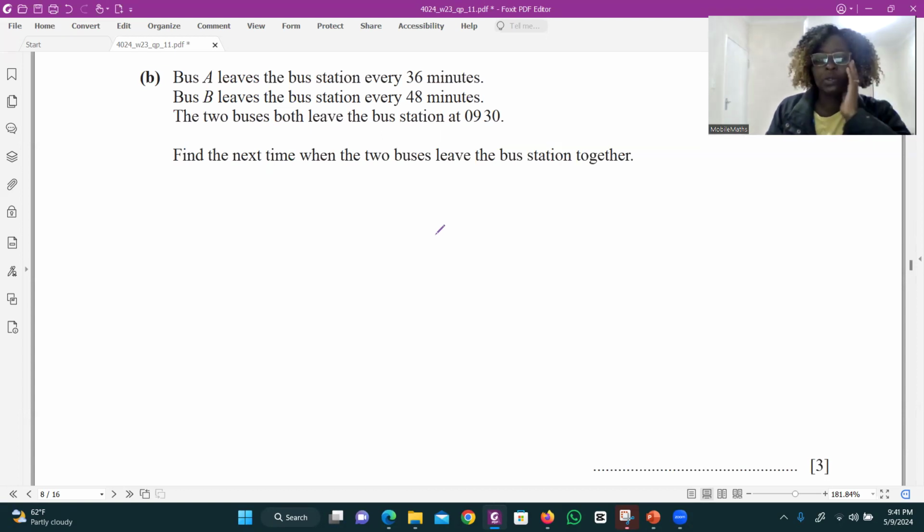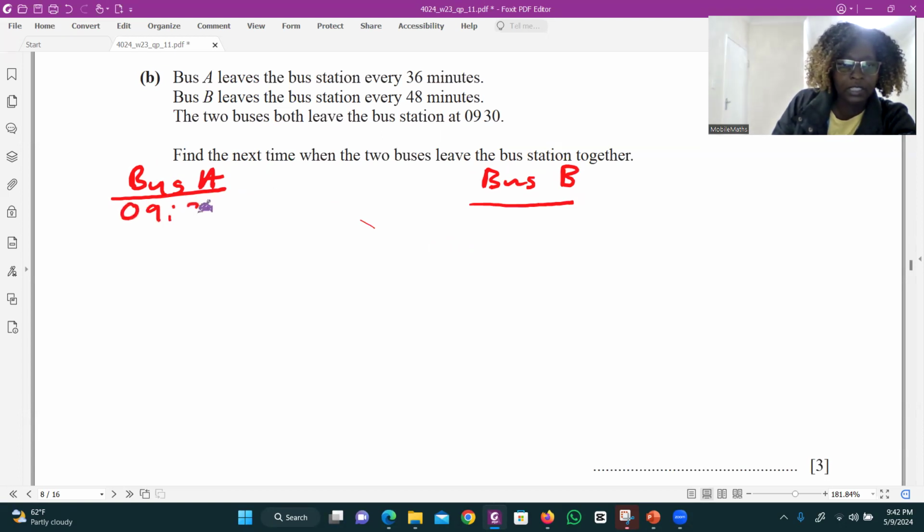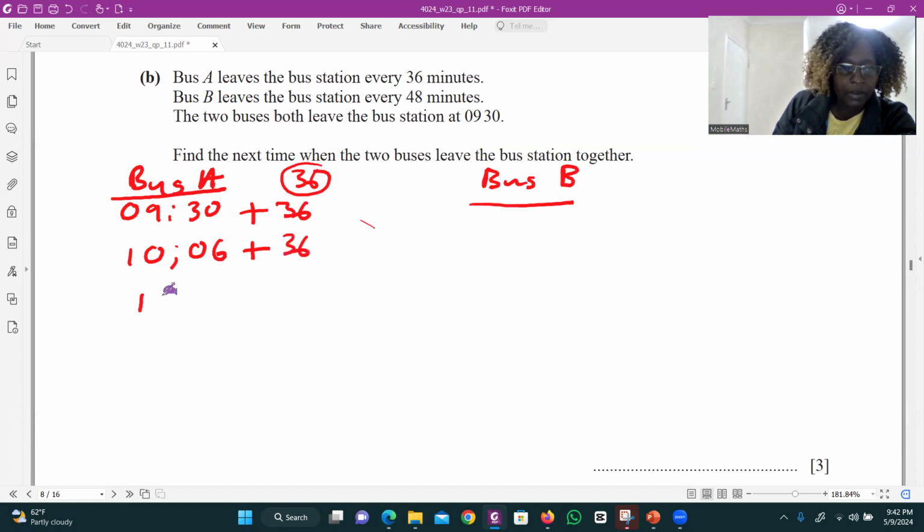So me, the easiest way I can do is to say, okay, fine, I've got bus A. So I can say bus A here, and I can say bus B here, okay? I want to do the simpler way, okay? Fine. So the first time is 09:30. Bus A is having 36 minutes, right? So I'll be adding 36 minutes to this one. If I add 36 minutes here plus 36 minutes, I'm getting 10:06 here. If I add again 36 here, I'll have 10:42.